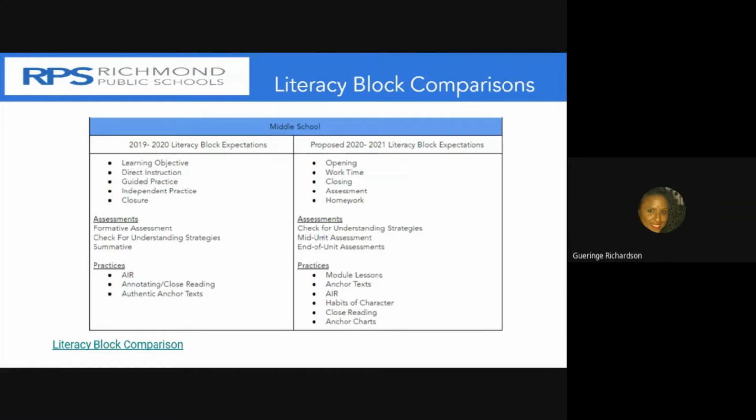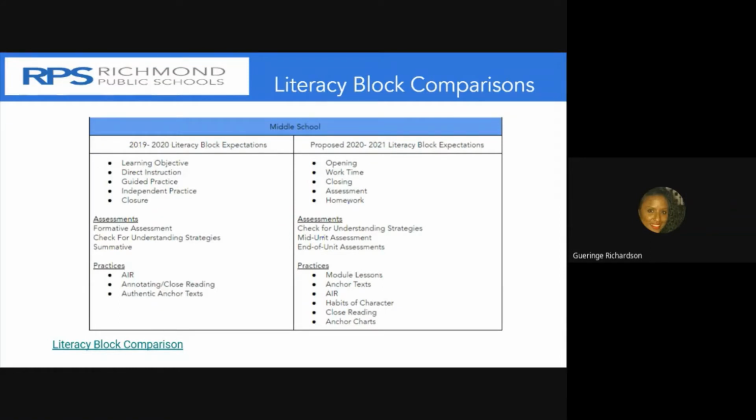We had AIR, which was independent reading. Accountable independent reading is the acronym for AIR, but we just called it independent reading this school year. And we asked that teachers allow students to read independently for 10 minutes this year, but we didn't say where in the class block it would go, as long as they just read for 10 minutes independently. We spoke of, and we had PD on annotating and close reading, and of course, authentic anchor text. All of our anchor texts were authentic texts.